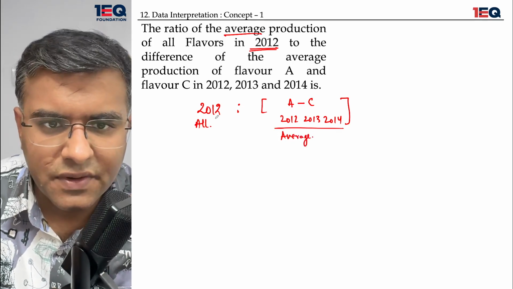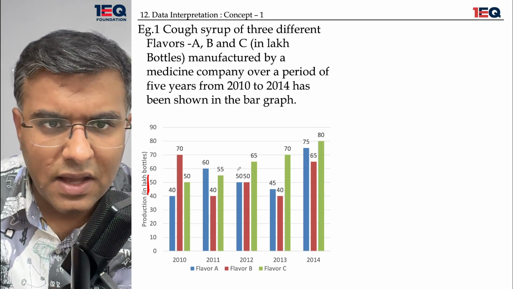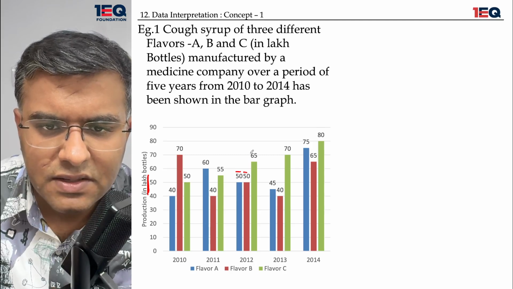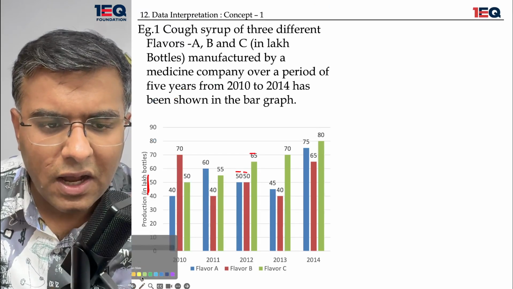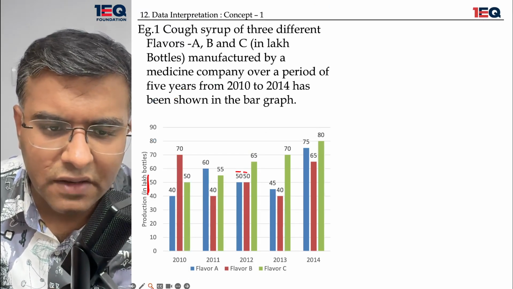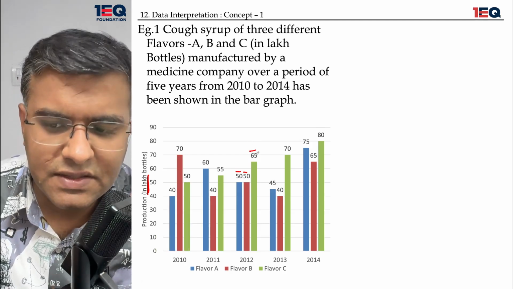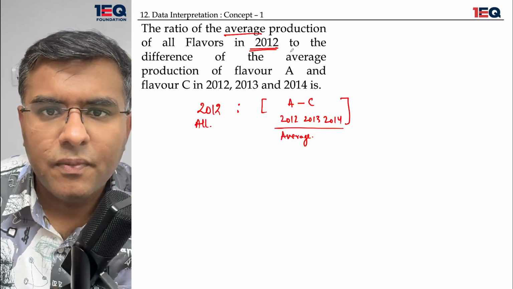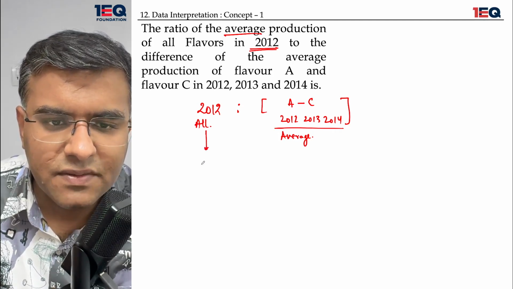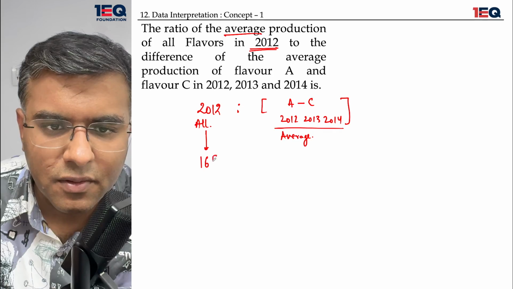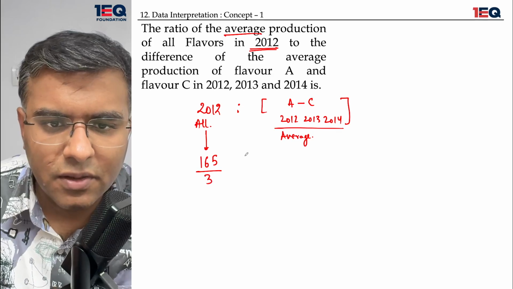First things first, I'll quickly go to 2012. In 2012, I can see 50, 50, and 65. I won't be focusing on lakhs right now. I'll just be focusing on the real numbers which are given. 50, 50, and 65 makes 165. I need to find the average production of all flavors in 2012. 50 plus 50 plus 65 is 165. Average means upon 3.